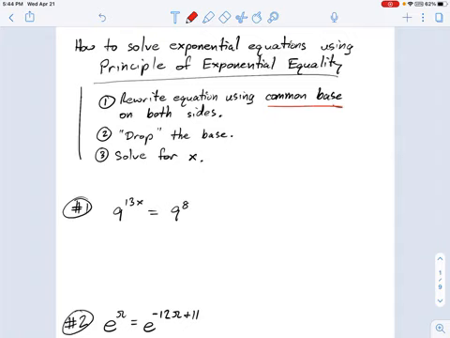Step number 2, you drop the base. What I mean by drop the base, I'll show you by an example. We have 9 to the 13x equals 9 to the 8th power. Well, you just drop the base. It's like canceling out the base from both sides. And you get 13x equals 8. And then the last step is solve for x. So at this point, we know how to do this. It's just x equals 8 divided by 13. So that would be your answer.